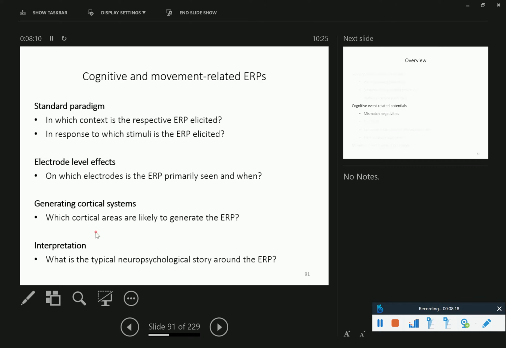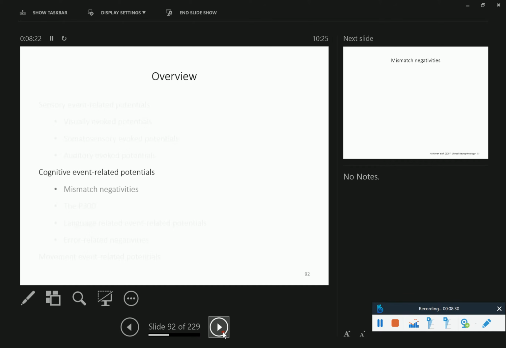So these four things: standard paradigm, electrode level effect, generating cortical systems, interpretation. We want to look at for each of these cognitive event-related potentials that I am discussing here. And we start with mismatch negativities.